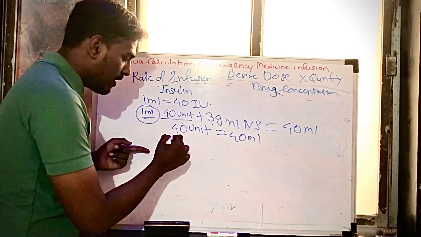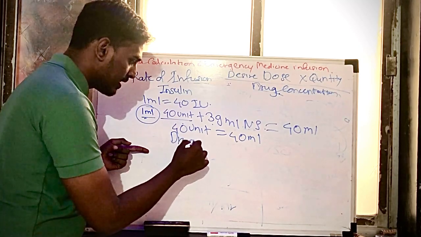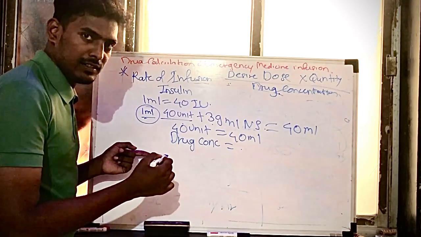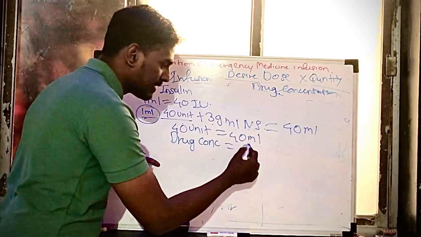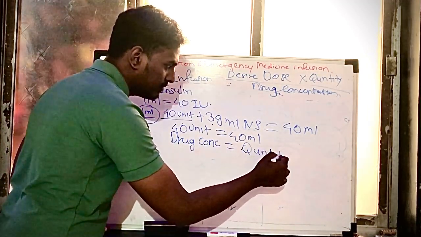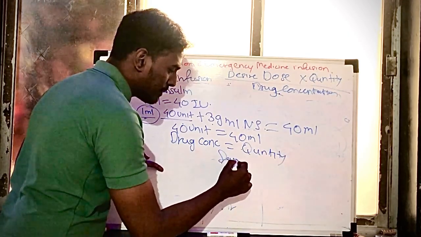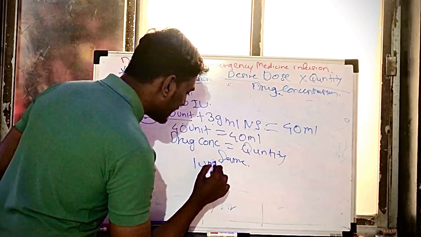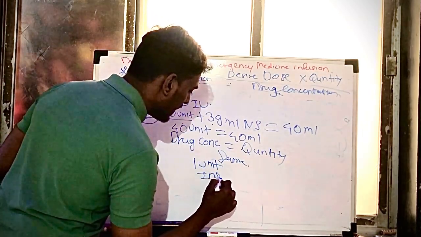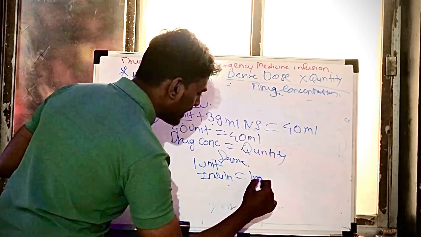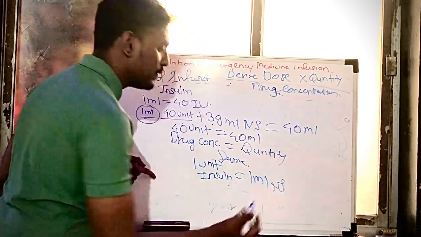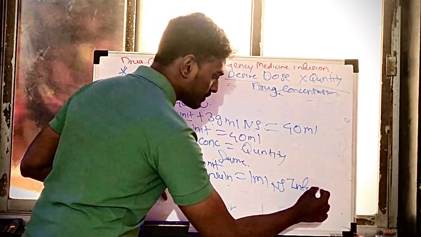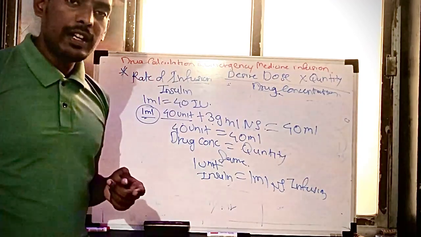So your drug concentration, your units and your quantity are the same. What does it mean? 1 unit of insulin is present in 1 ml of that NS infusion, that is your infusion. 1 ml of your insulin infusion.